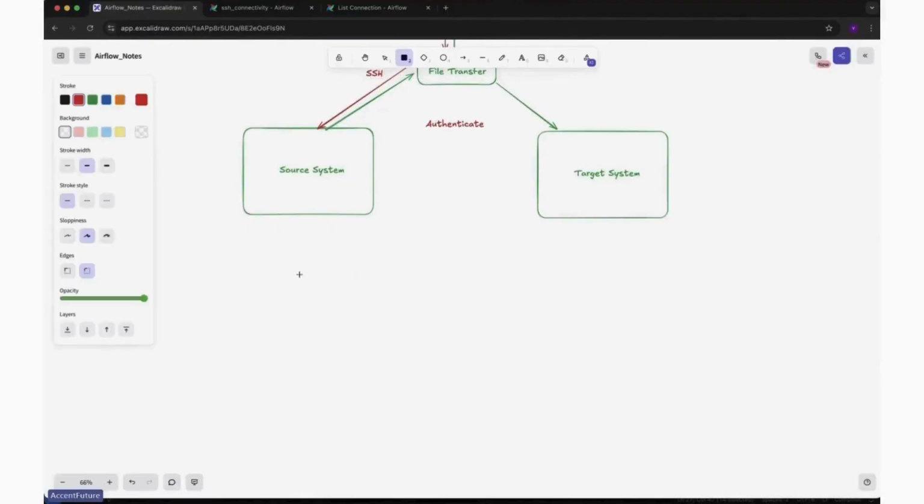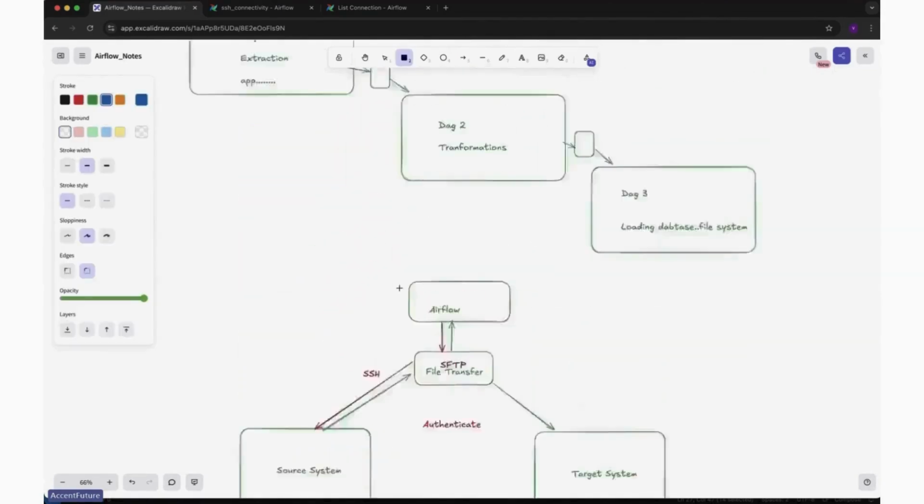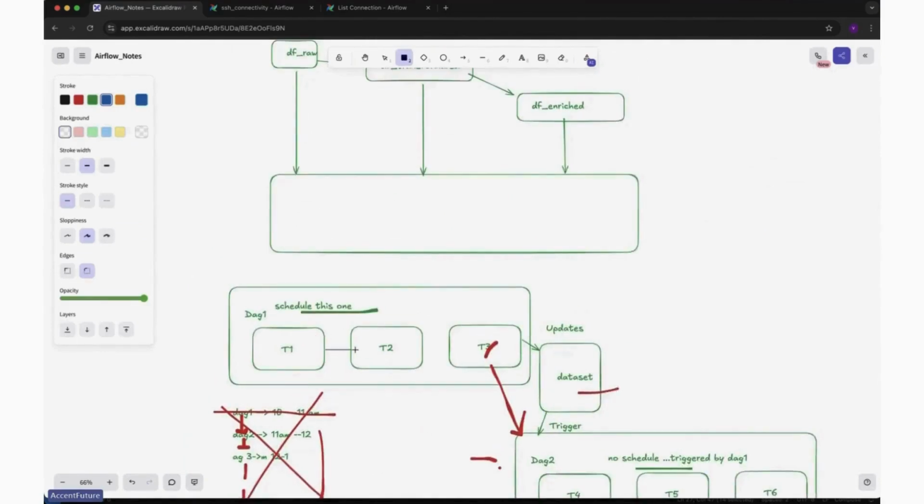There are multiple executors. The first one I'll take is the sequential executor. So what is a sequential executor? Sequential executor is actually running the tasks one by one. So it will execute one task at a time. For example, let's say we have task one, task two, task three. After task one is done, it will go to task two. After task two, it will go to task three.